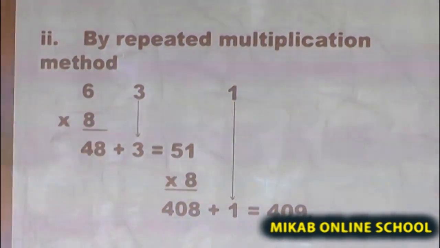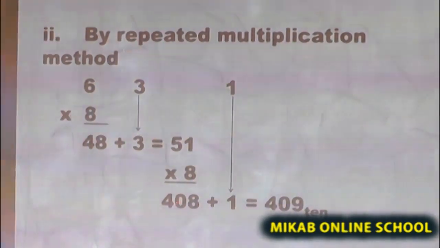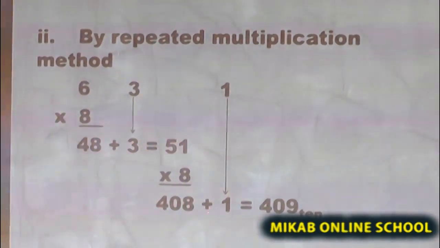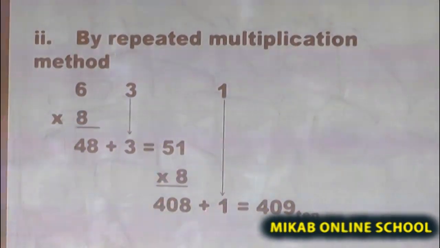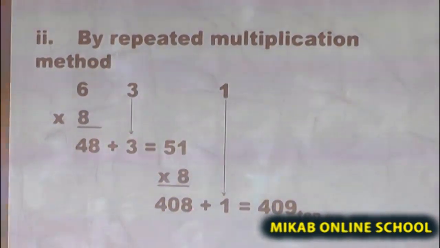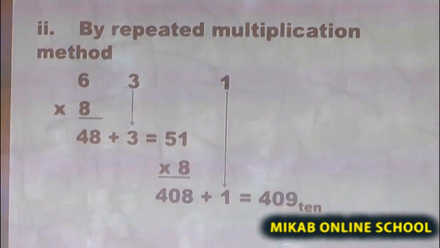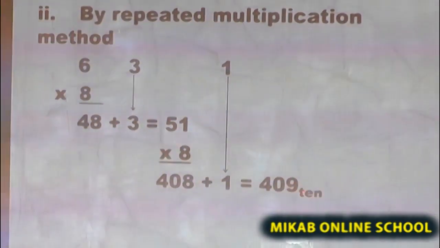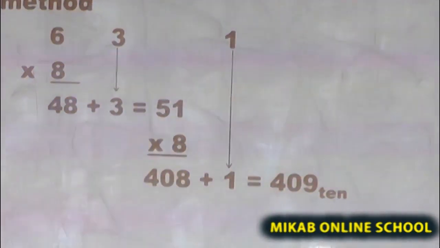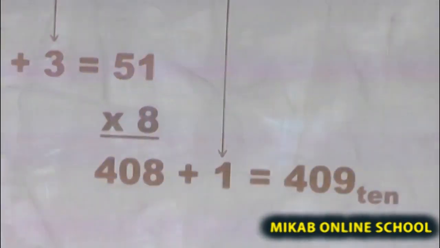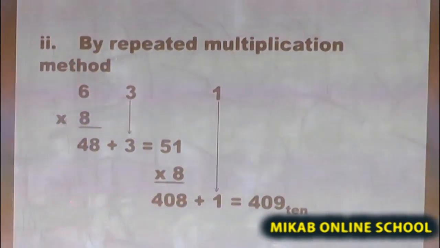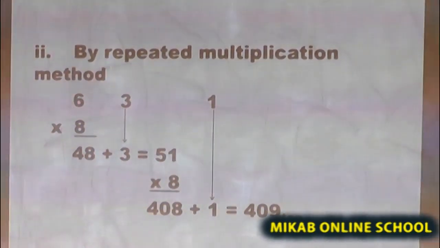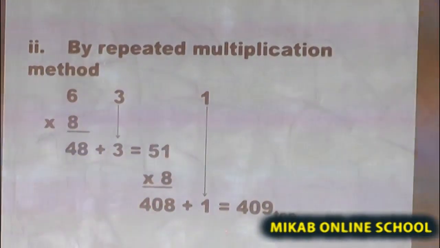So I have 51 times 8. I'm going to have 408 plus 1, which comes down to be added to 408. Then I have 409 base 10. So either method you prefer or you understand better, you can always use in converting from any base at all to base 10. Okay?